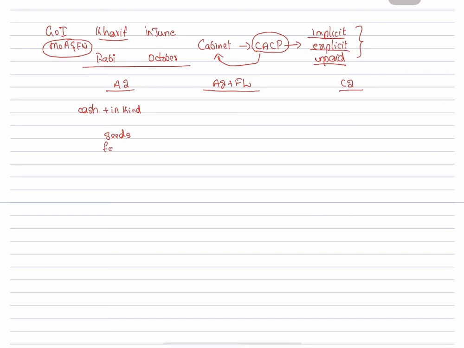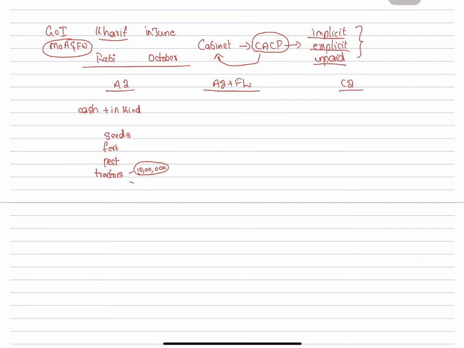Seeds, fertilizers, pesticides, tractors. So for tractors I have to make it clear that if a farmer buys a tractor in a year, suppose it might cost something like 10 lakhs. So all these 10 lakhs will not be considered by the government while calculating the MSP. You have to be very clear and careful.